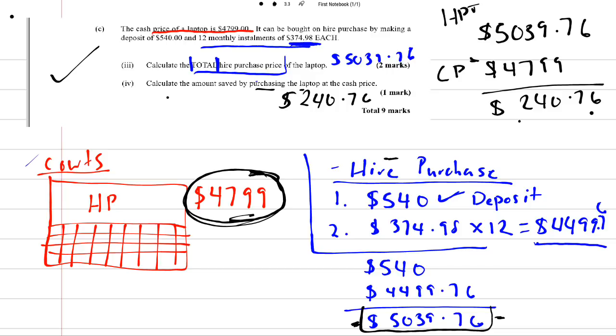And basically, what we get right here is the money you save if you had to buy it cash, or this $240.76 that we give them in hire purchase. Would that be the interest for them? So this is the amount of interest we pay. That's just one fancy way of saying it. Just break it down and do it.